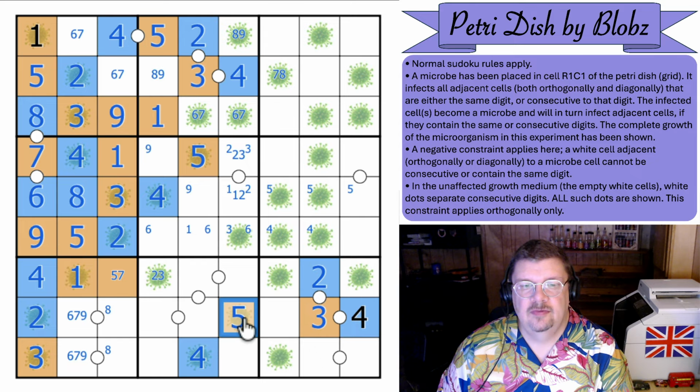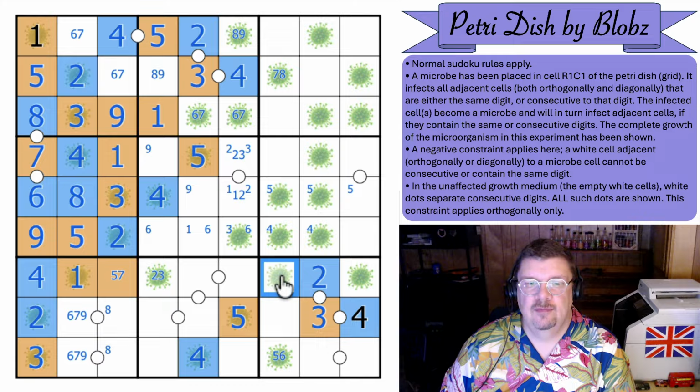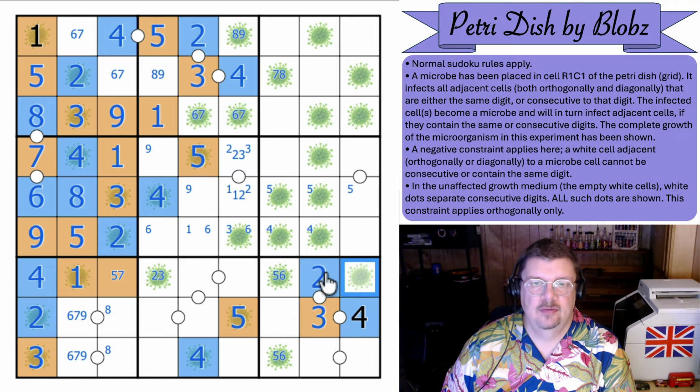Right, this cell infected this one. So that 5 makes this a 4, 5, or 6. So that's a 5 or a 6. This cell infected this one. So that is 4, 5, or 6. So that is a 5 or a 6, and that gives us a 5, 6 pair. 1 can't go on here because it would have to go with a 2. 1 can't go there by sudoku.